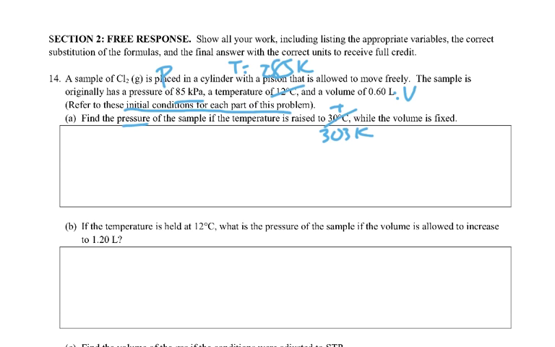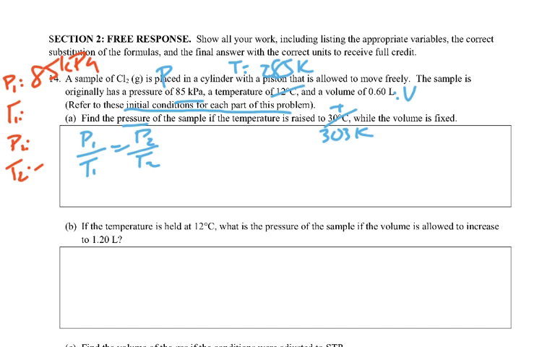So find the pressure. This is P1 over T1 equals P2 over T2. To help me organize, I'm going to write my variables over here, P1, T1, P2, T2, because this is the kind of place where I get things all goofed up. I'm starting off with 85 kilopascals. My first temperature is 285 Kelvin. My new temperature is 303 Kelvin. Pretty messy. So I'm looking for my new pressure.